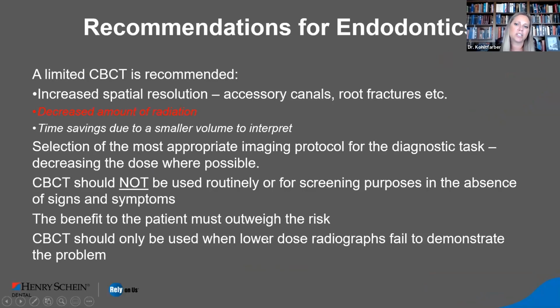All right, what are the recommendations for endodontics? They recommend limited CBCT. You want a high resolution to be able to assess the canals, root fractures, and that sort of thing. They say it's time savings if you have a smaller volume to interpret. You're just looking at a couple of teeth. Although surprisingly, we find that many of these smaller volumes take us just as long a time to look at as the larger volume, because now we're looking at tiny minutia. But really, we want to be able to decrease the dose where possible. So, limit that field of view.